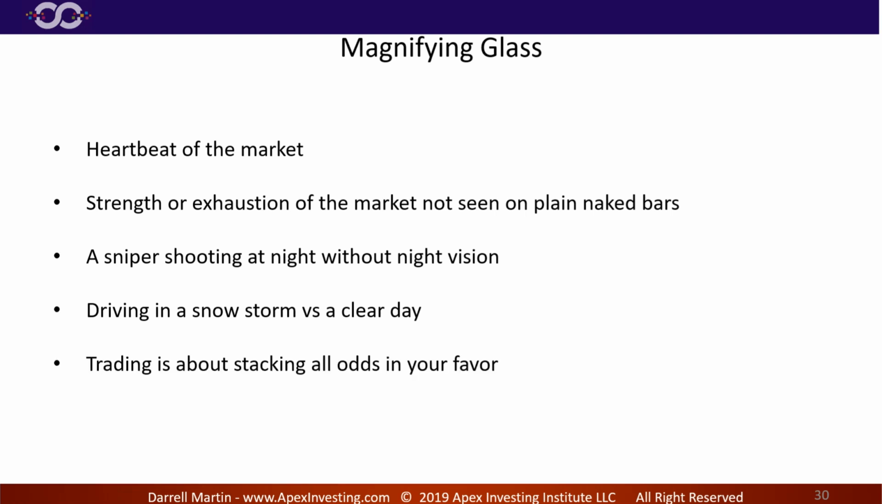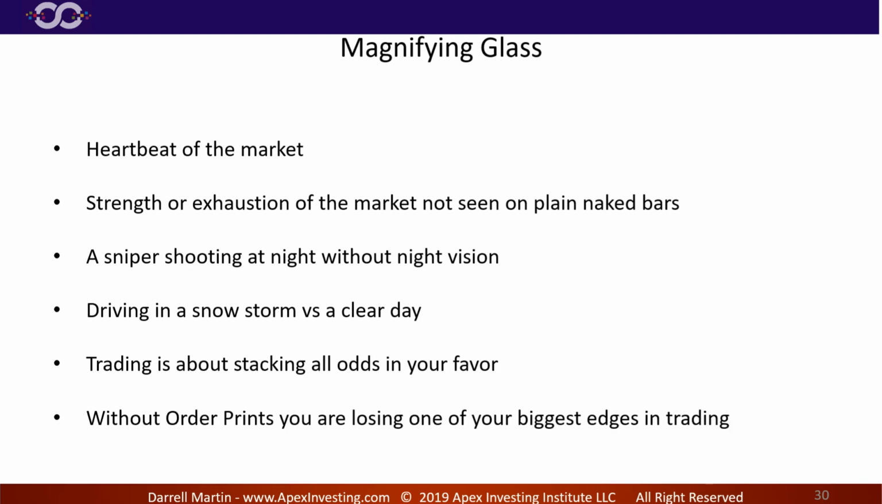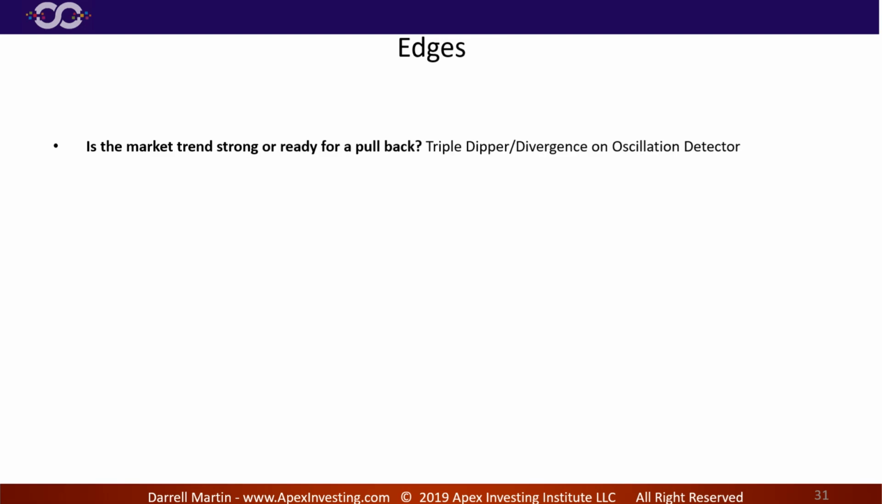So, trading is all about getting an edge, all about stacking odds in your favor, and that's what order prints is about. Without order prints, you're literally losing one of the biggest edges that you can have in trading. And think about this. You're able to look at it and go, is the market trend strong or ready for a pullback? Well, triple dipper or divergence on oscillation detector. We talked about that today in the room. We're talking about that a lot more on Thursday.